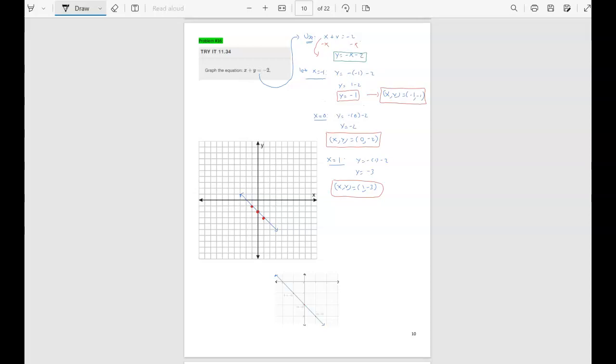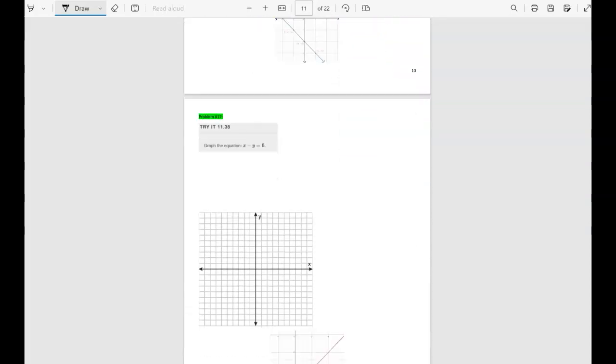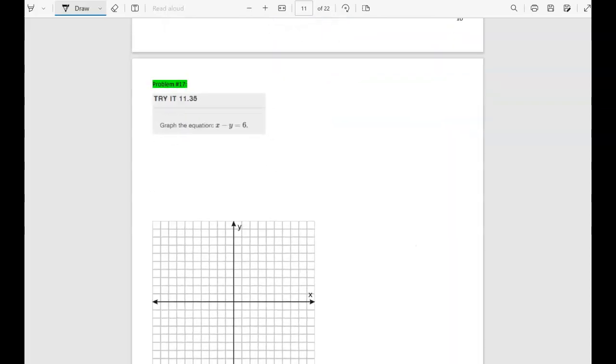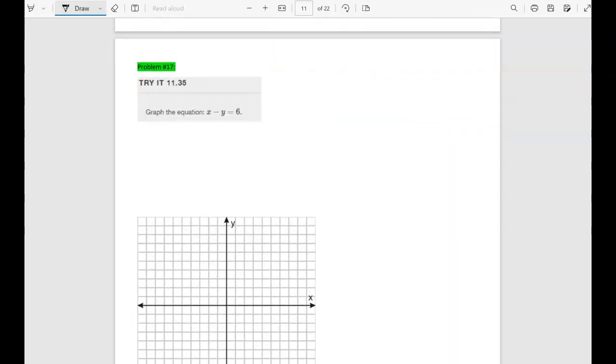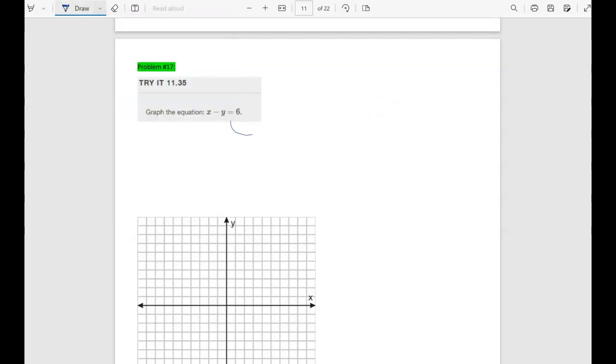Let's move on to another problem, and on this one I'm going to use a shortcut. So let's do problem 17. On problem 17, I'm going to do the same approach as before. What I'm going to do first is use the original equation, x minus y is equal to 6.